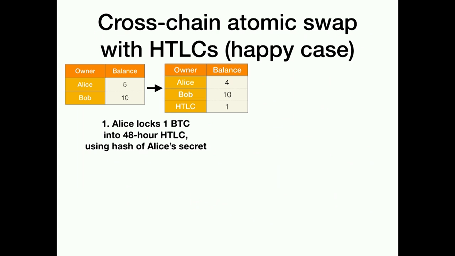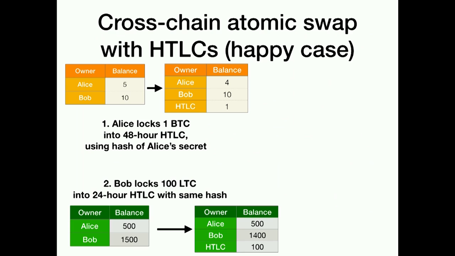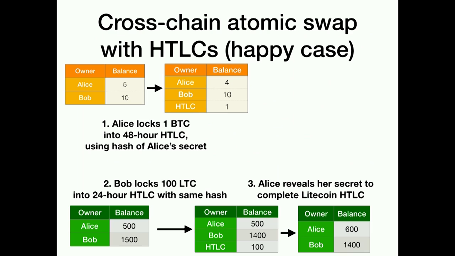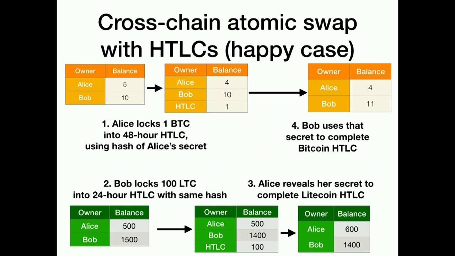Bob sees that, and then he's able to lock up 100 LTC on the Litecoin network, a completely unrelated network, with the same hash, but a shorter timeout, a 24-hour timeout. Alice now has 24 hours to reveal her secret to complete that HTLC, and then Bob now knows the secret that he can use to retrieve the Bitcoin that Alice put in the HTLC on the Bitcoin network.